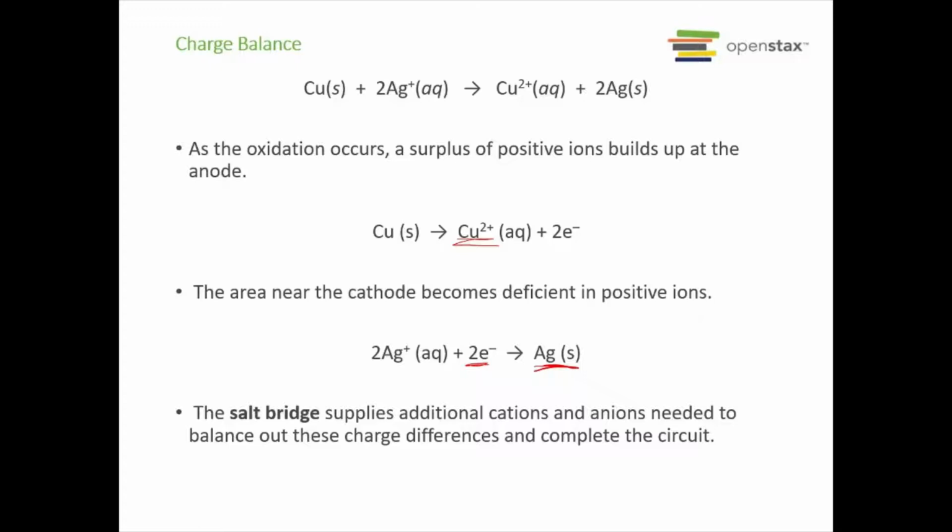So this is where that, in this case, sodium nitrate part came in. This is called a salt bridge. And so this gives additional cations and anions needed to keep balancing out the charge differences and complete the circuit. So it's just keeping those charges equal and keeping it going so you don't get a deficit where the reaction will stop.